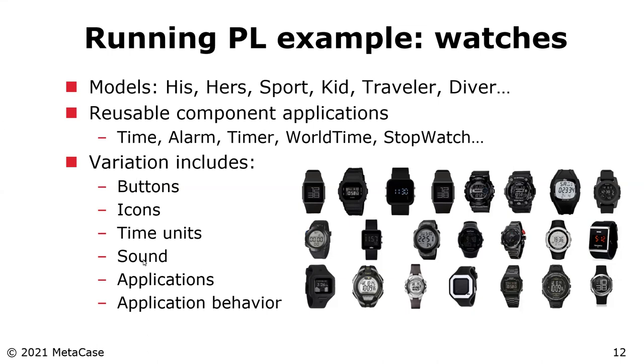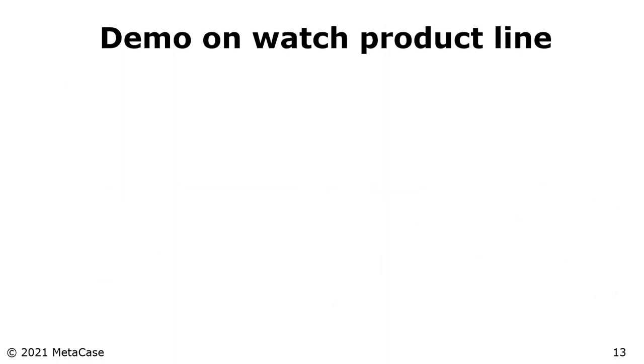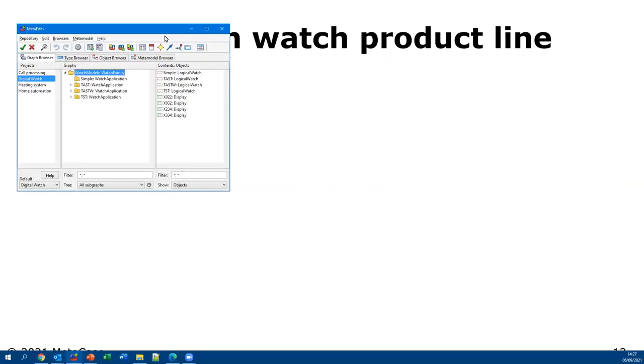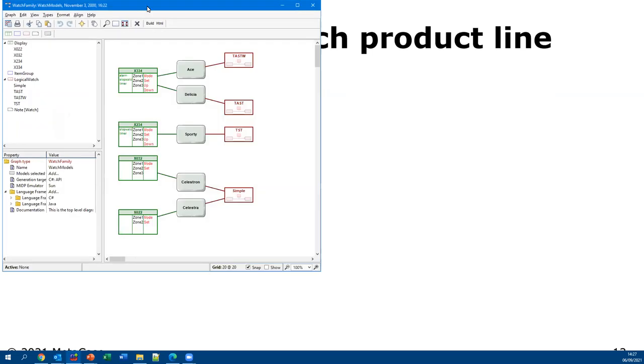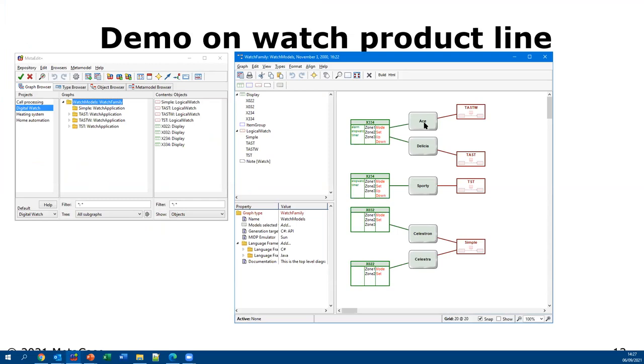And then they have a lot of variation depending on how big a screen you have and how many buttons and time zones and icons and things like that you have. So I have here a small demonstration to be shown, so you get the idea what it looks like. So I have here a digital wristwatch family. And in my current imaginary product line, I have five digital wristwatches.